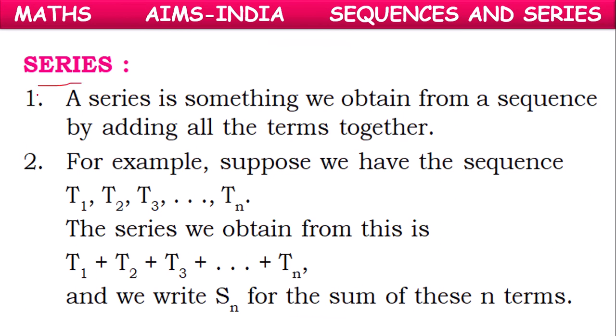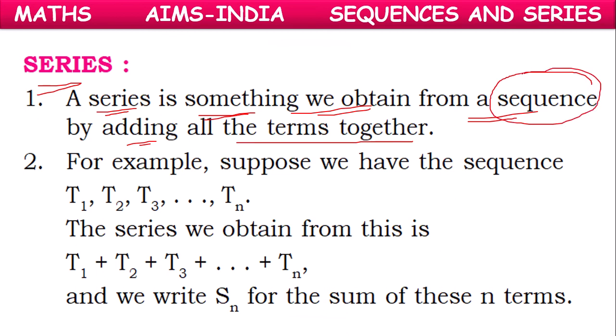So here, a series is something we can obtain from a sequence by adding all the terms together. If you have any sequence, and the sequence has some terms like 1, 3, 5, 7 and so on, if we add all the terms together, then that is called a series.